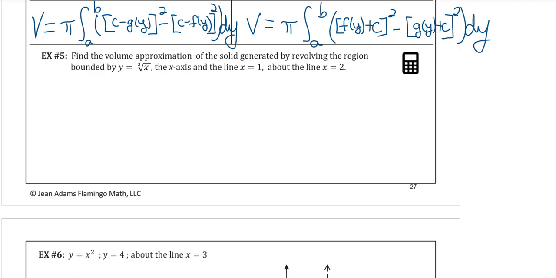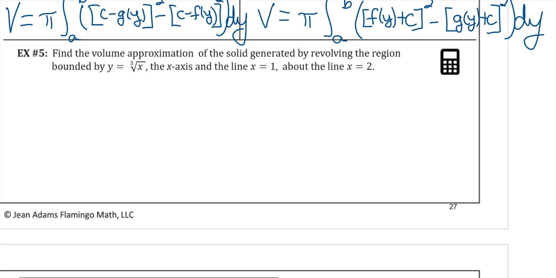Okay, so we're supposed to find the volume approximation of the solid generated by revolving the region bounded by y equals the cube root of x, the x-axis, and the line x equals 1, and we're revolving it around the line x equals 2. So even though it's done in the calculator, it makes sense to draw you a picture because the calculator is not going to be able to give you the vertical lines. So here is my y-axis. There's my x-axis.